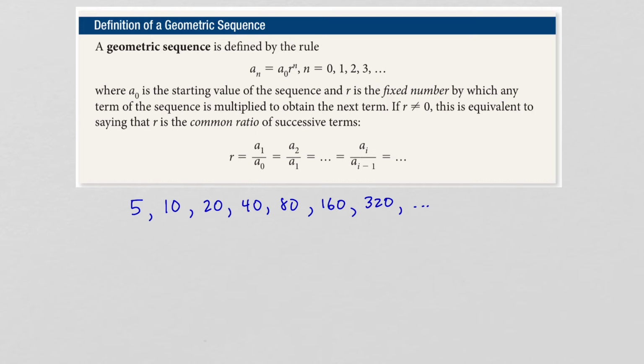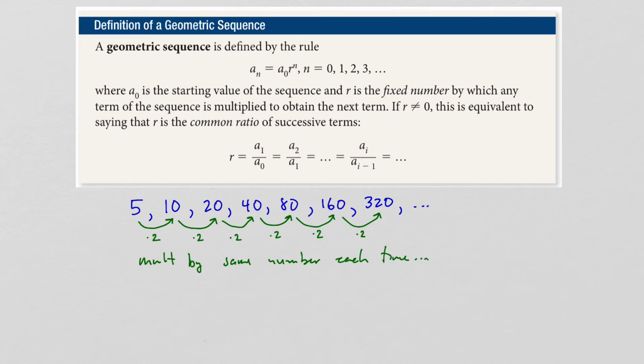So the way a geometric sequence works is you are multiplying by the same number every time. And that number does not have to be a positive number. It does not have to be a whole number. You could be multiplying by a fraction or a negative number, but that's the basic principle. We multiply by the same number each time.